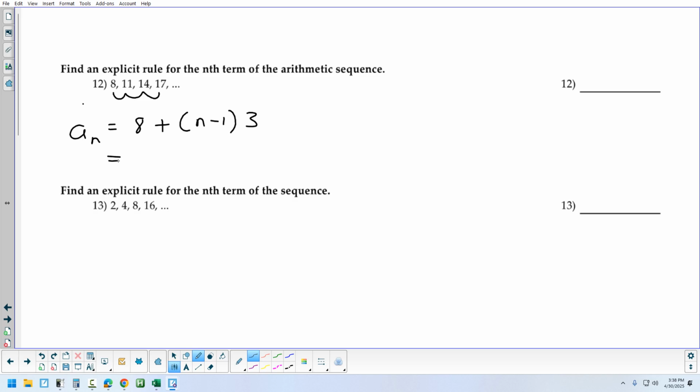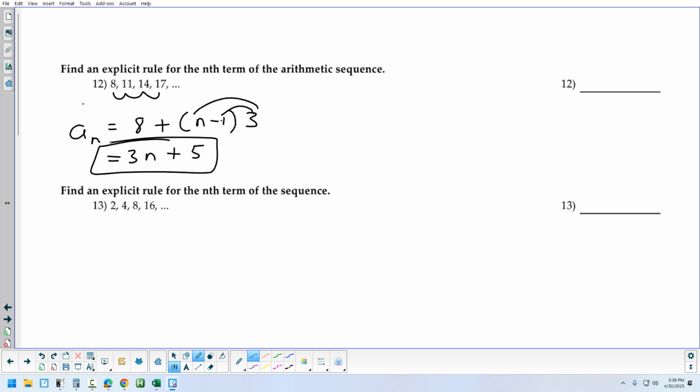Now, we want to clean that up as much as we can. So when you distribute it, what's 3 times n? 3n. Yeah. All right, so 3n. And then what's 3 times negative 1? Negative 3. And negative 3 plus 8? Positive 5. 5. And there we go. So that's an explicit formula to calculate the terms in that sequence.